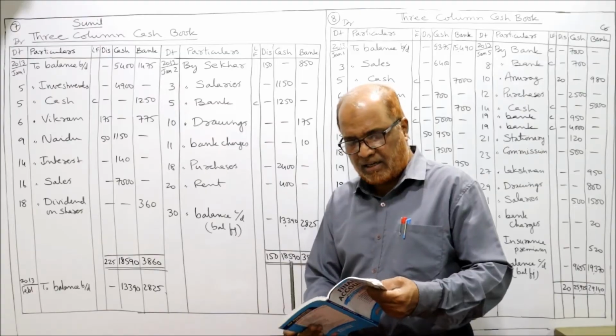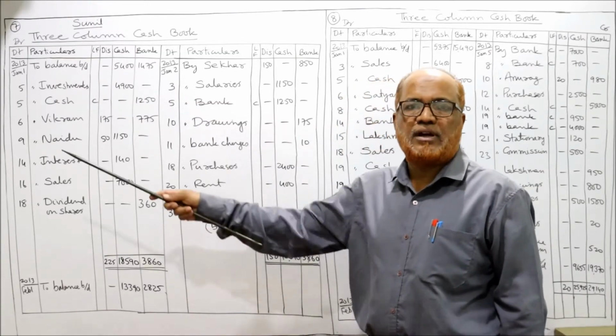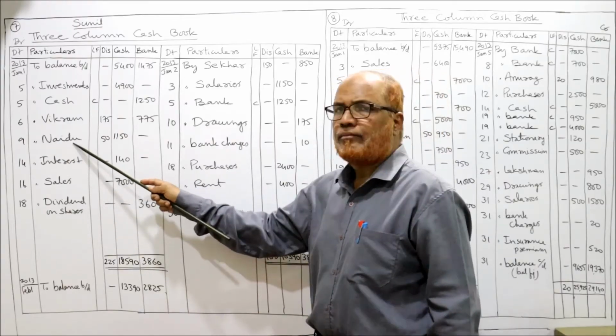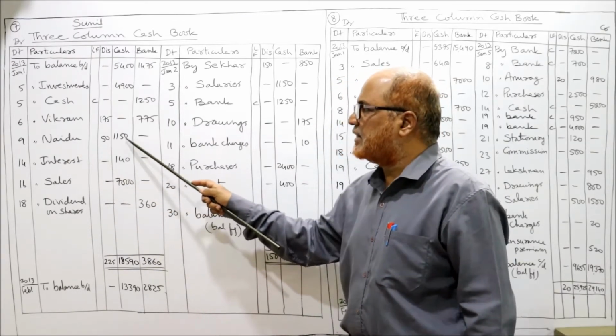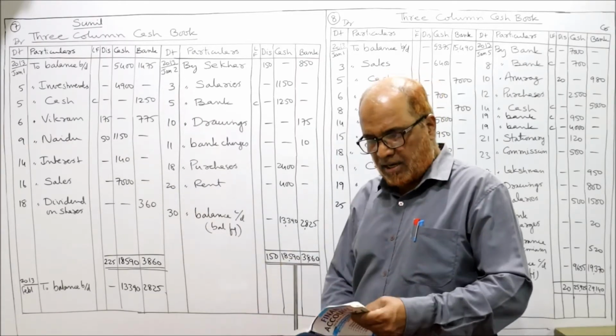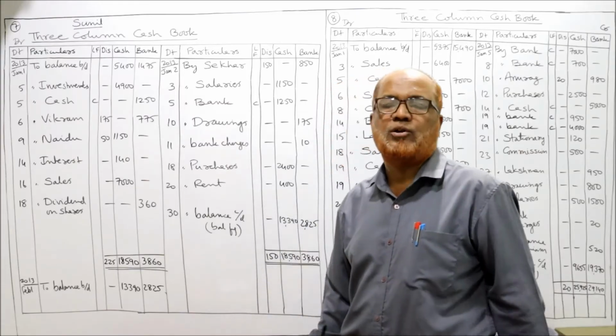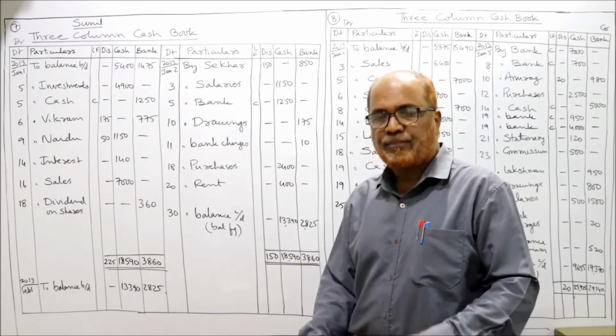Now 9th, received from Naidu rupees 1,150, discount allowed 50. Received from Naidu 1,150. When we receive, debit side to Naidu. How much cash we have received? 1,150 cash we have received, 50 rupees discount allowed. 9th January over.